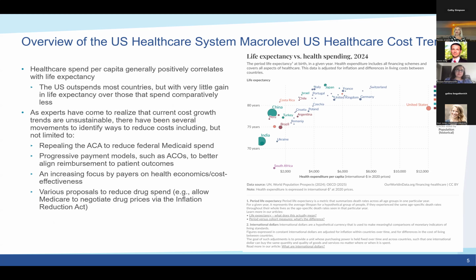There are prospective payment models, such as accountable care organizations or ACOs that we'll talk about later, to better align reimbursement to patient outcomes. There is, good for my area of specialization, HEOR, an increasing focus by payers on health economics and cost effectiveness to try to rein in costs. And there have been various proposals to reduce drug spend. An area that's near and dear to my heart is being able to negotiate drug prices for Medicare. I think that should never have been an issue for a long time. But that is actually being done now via the IRA, the Inflation Reduction Act.